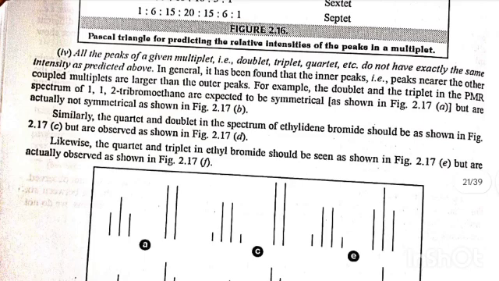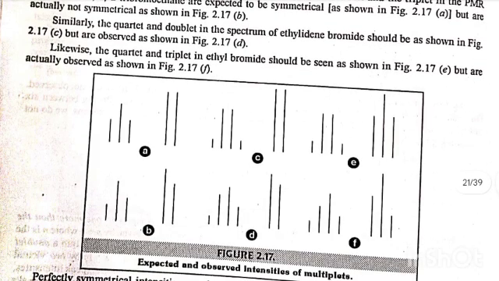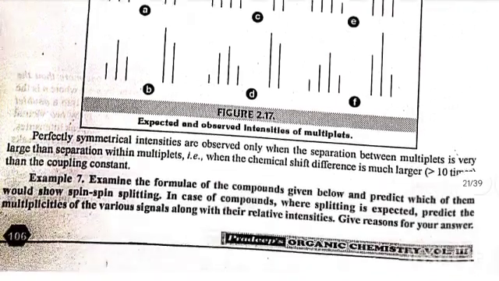All the peaks of a given multiplet, doublet, triplet, quartet, etc., do not have exactly the same intensities as predicted above. In general, it has been found that the inner peaks, that is, the peaks nearer the other coupled multiplet, are larger than the outer peaks. For example, the doublet and the triplet in the PMR spectrum of 1,1,2-tribromoethane are expected to be symmetrical but are actually not symmetrical. Similarly, the quartet and doublet in the spectrum of ethylidene bromide should be symmetrical but are not observed so. Likewise, the quartet and the triplet in ethyl bromide should be symmetrical but are actually not.